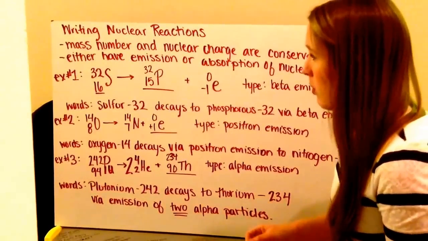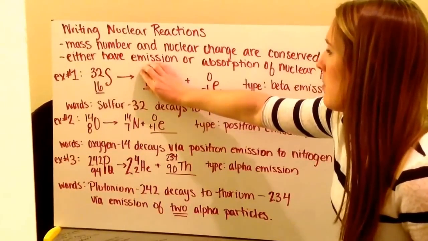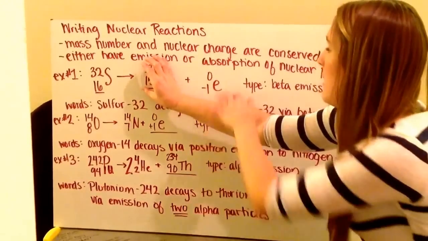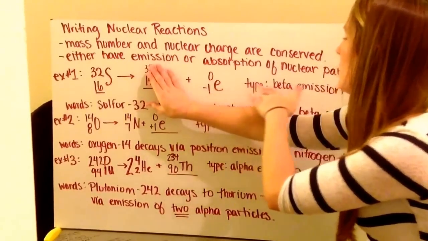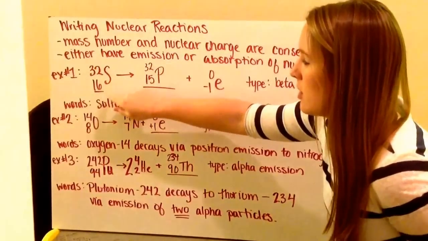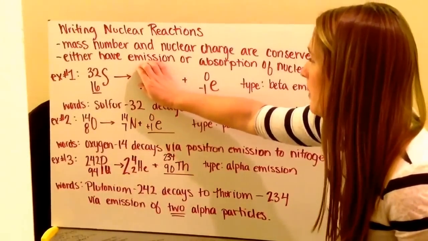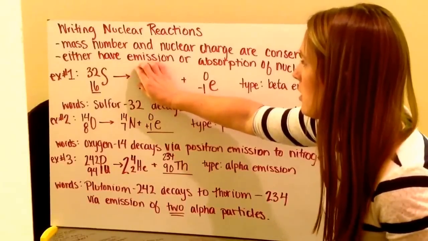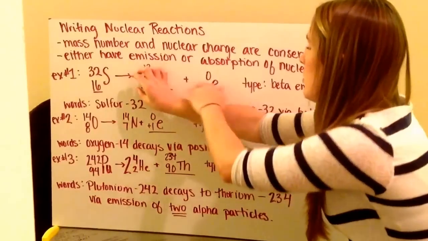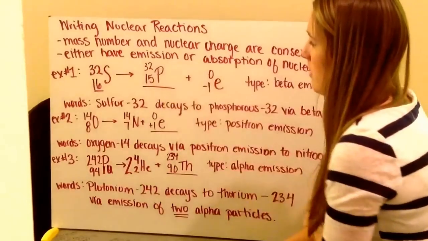So in example number 1, you have sulfur, and sulfur is decaying, and we don't know what our particle is here, into a beta particle. Okay? Because our beta particle is on the product side, we know it's beta emission. We're given the mass number of 32 in sulfur, so we can pull off our periodic table the atomic number, which is 16. We need our mass number to be conserved. So to have our mass number conserved, we need 32 on the left-hand side, 32 on the right-hand side. We have 0, so 0 plus 32 is going to make 32 on the right-hand side.